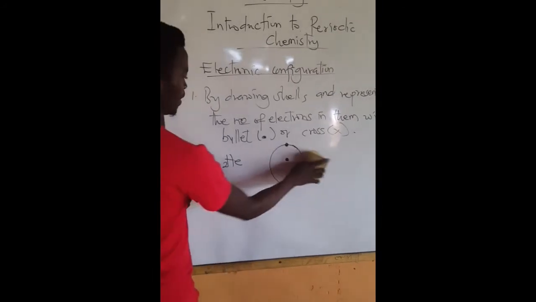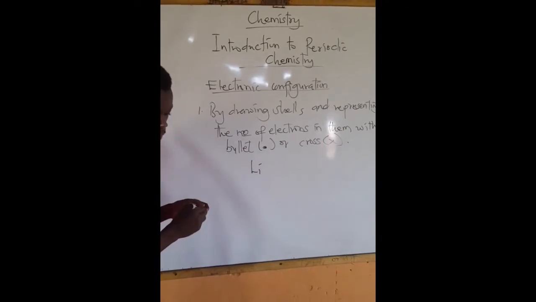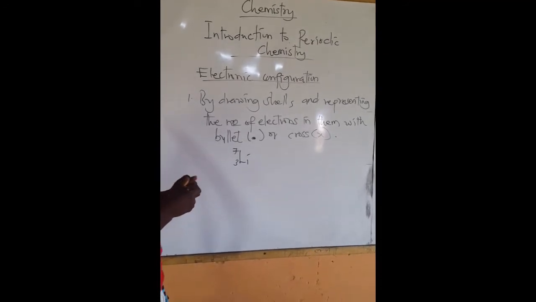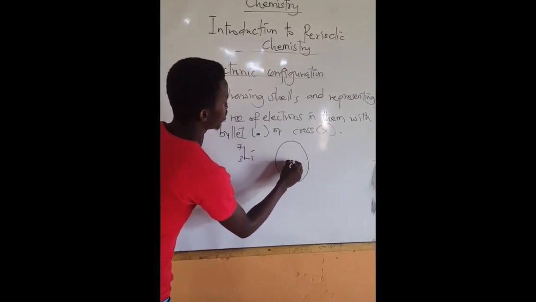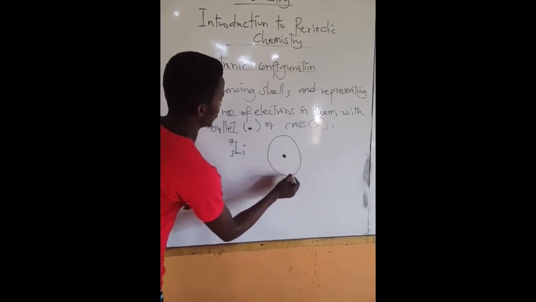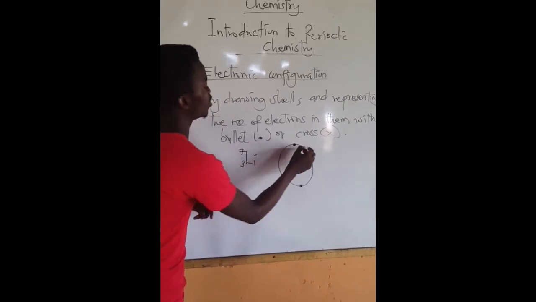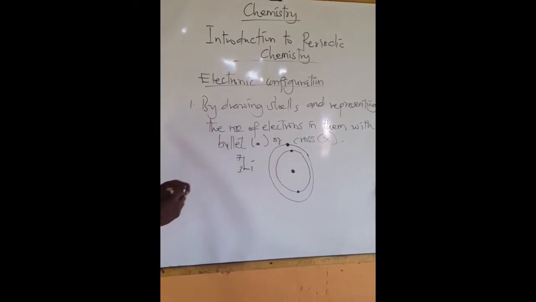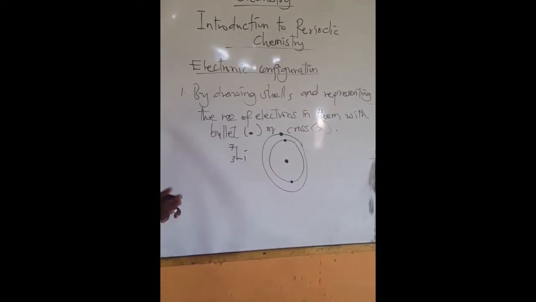Let's also take lithium. For lithium, we know that the atomic number is 3 and the mass number is 7. So we are going to have our structure, the nucleus. Then the first shell is going to take 2 with bullets. So the next electron will go to the next shell. Okay, so that's how to arrange electrons on the shells using bullets or crosses.